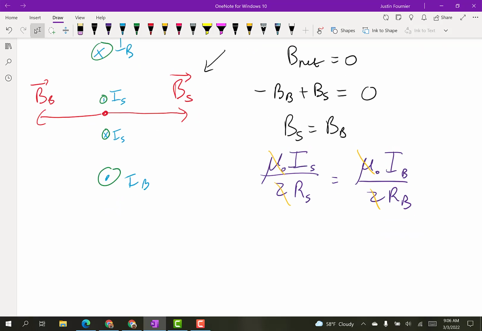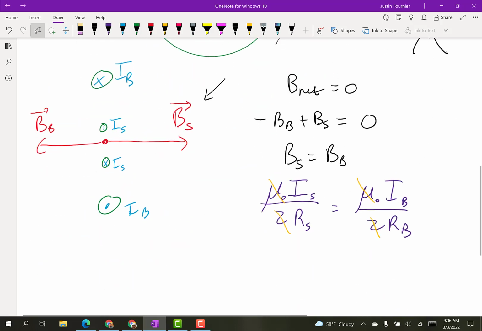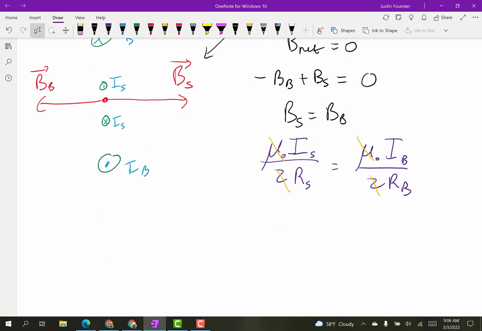Now I just need to isolate, what am I trying to find? The radius, the big radius. So I'm going to isolate for the big radius right here. There's a bit of algebra here, but I'm going to get IB over IS and then multiply by RS.